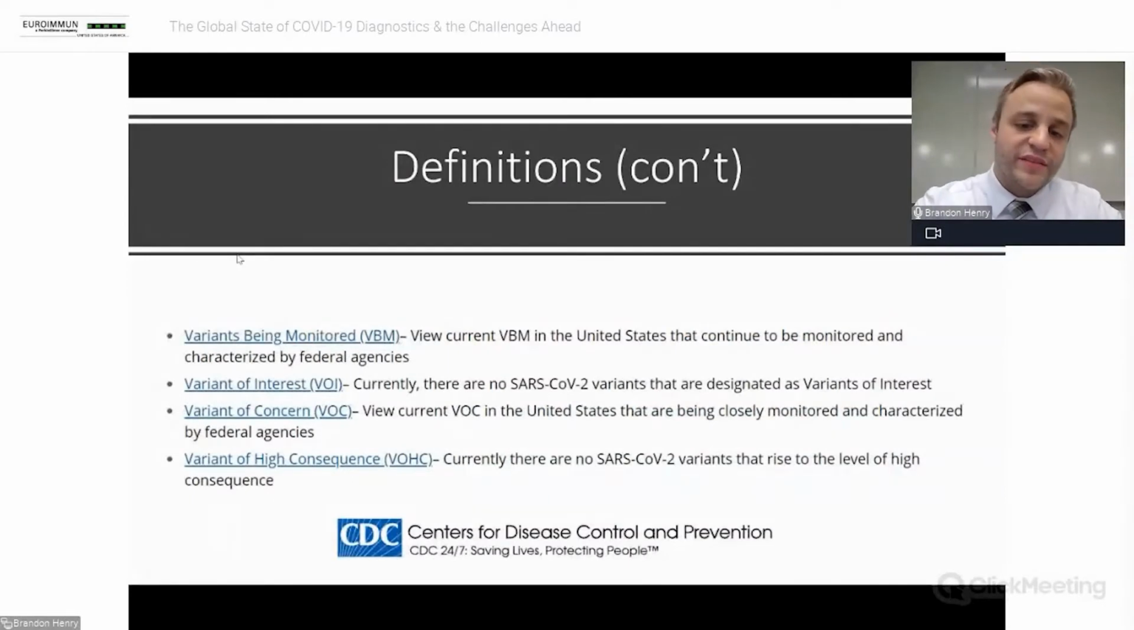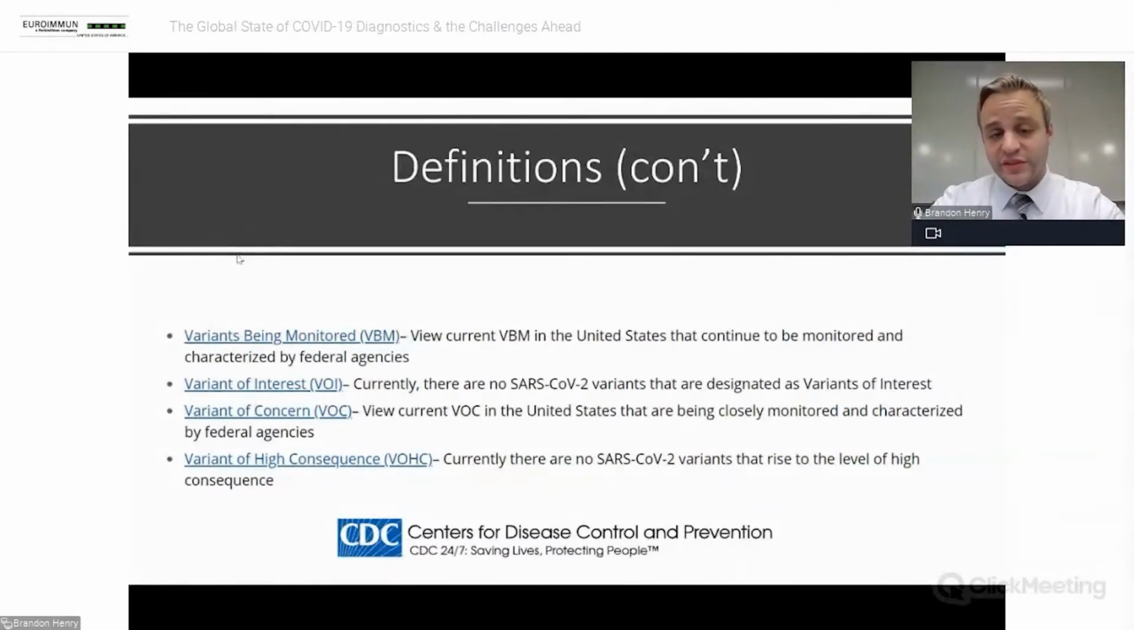The CDC now has modified their definitions, so they now have 4 categories to define variants. We have variants being monitored, and that includes right now in the United States, Alpha, Beta, and Gamma. Then they have variants of interest, which require more special study. There are currently none of those being monitored by the CDC or that fit that definition.